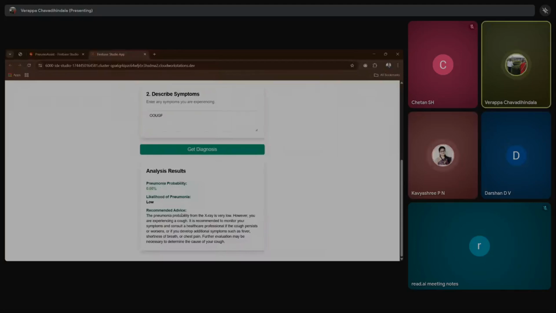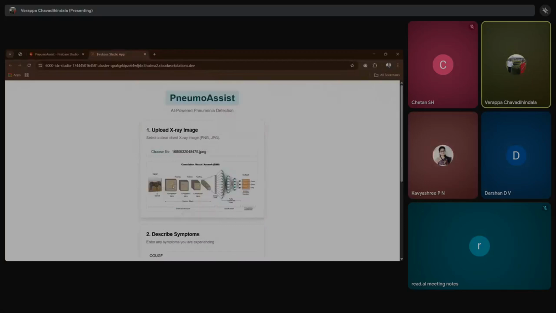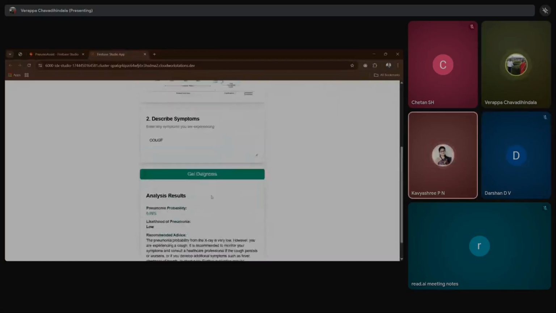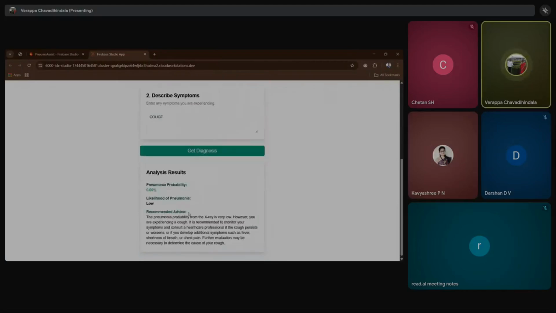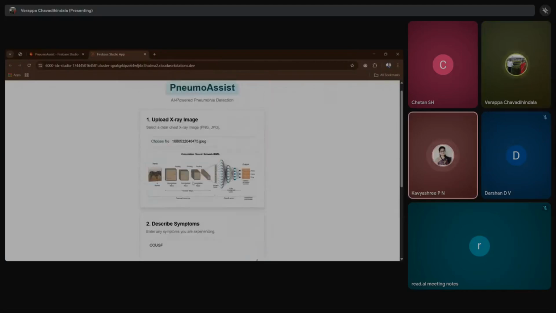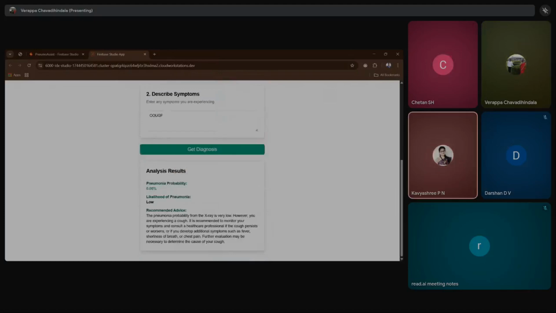Yes, ma'am. Even though I am uploading other images, it is unable to recognize whether it is an X-ray or not. It is not giving the output. It should display that it is not an X-ray image, but still it is giving the probability as 0, such that the features are not found in it, right? Yes, ma'am.